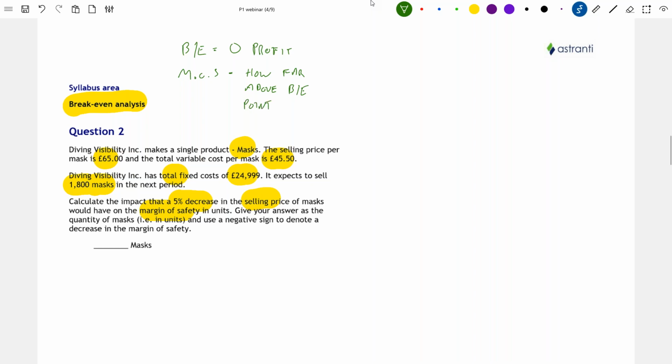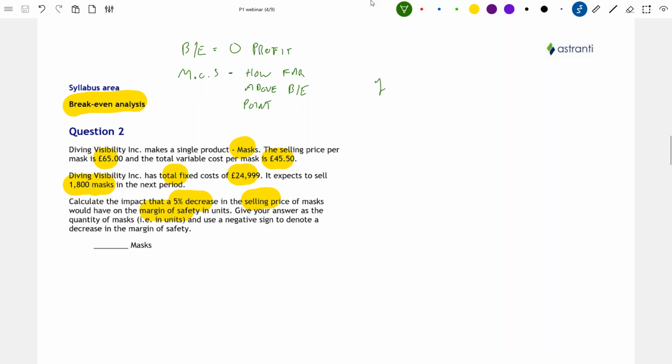So to answer this question, we're first going to have to find the current break-even point given the costing and pricing information we are given in the question. Then we have to find the margin of safety, and then we have to do the same calculations after that 5% price decrease. So how do we find the break-even point? Well, we have to determine how many units would need to be sold to cover all of the costs of the company, both the variable costs and the fixed costs.